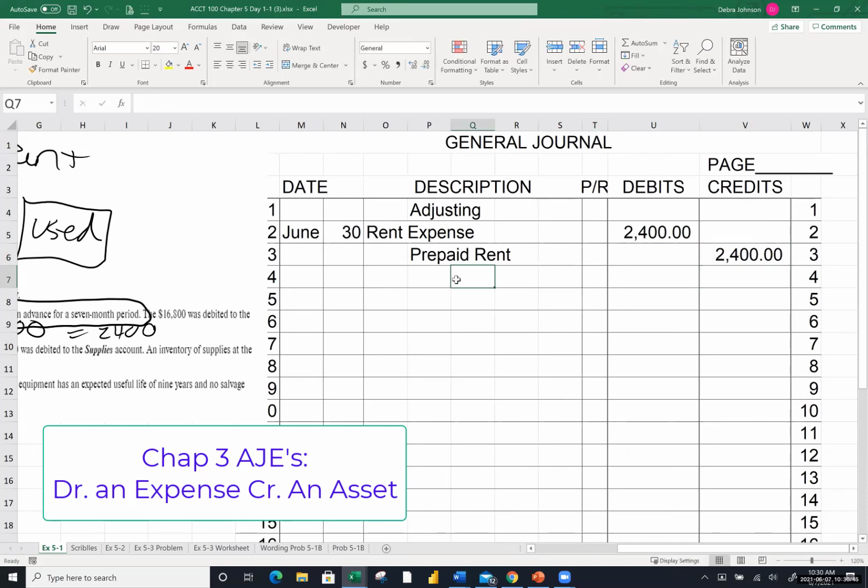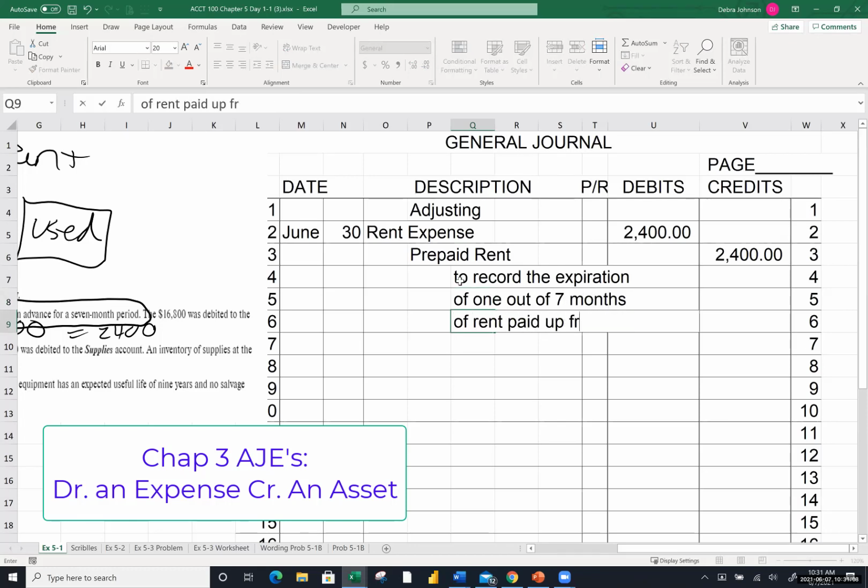And the book will tell you that on adjusting entries, you don't have to write in descriptions, but I think of a journal as a historical document. I always write in descriptions to record the expiration of 1 out of 7 months of rent paid up front on June 1st. So the way that I got that computation was I took 1/7 times 16,800.